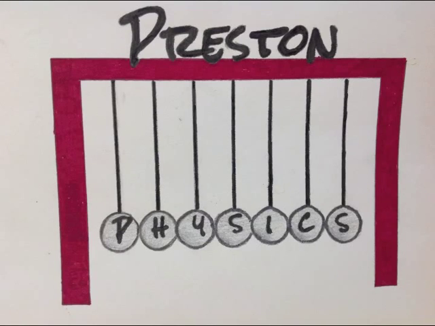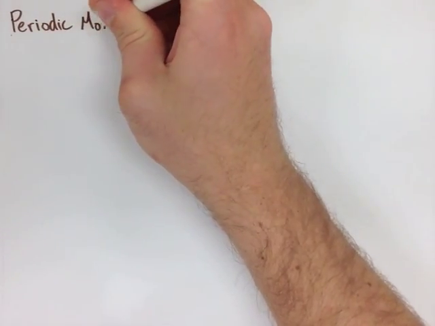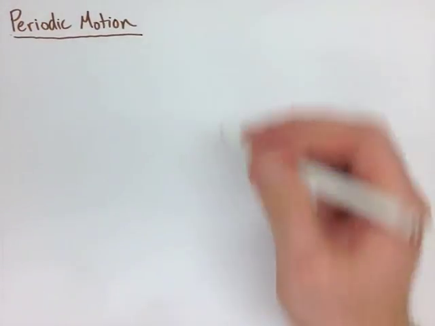Preston Physics Grade 11, Waves and Sound, Note 1: Periodic Motion. When we're looking at periodic motion, we're going to look at three different types of periodic motion.